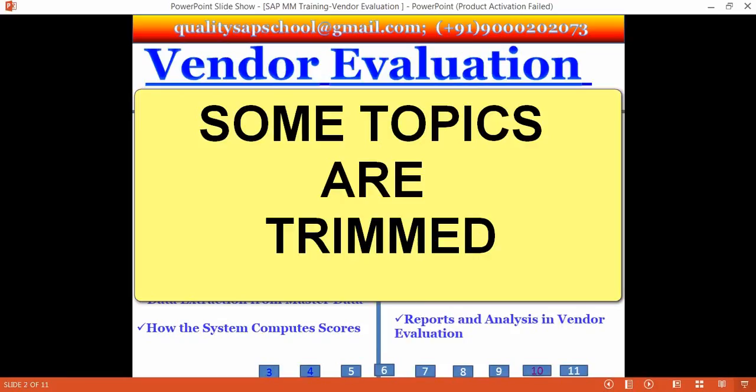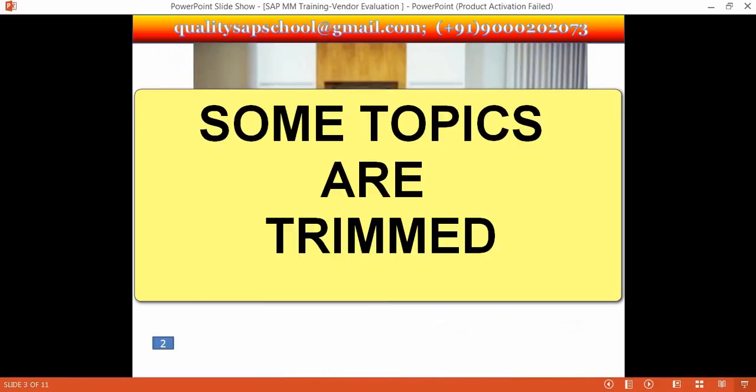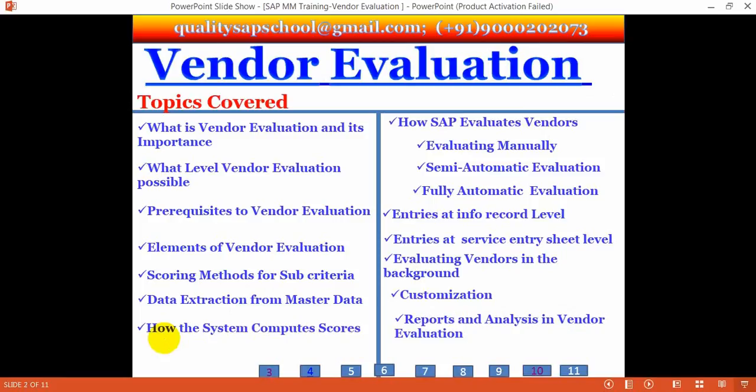So first we will look at what is vendor evaluation and its importance. Why is vendor evaluation necessary to an organization? And how the system computes the scores? Now, how it will compute the scores, how main criteria scores, sub criteria scores and the overall score will be awarded to the vendor. That we will see in detail.